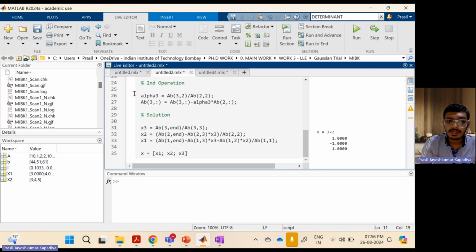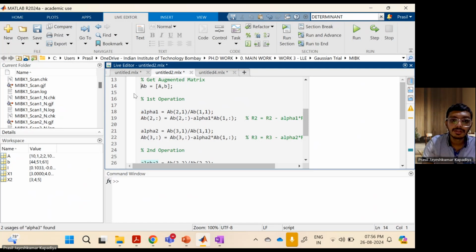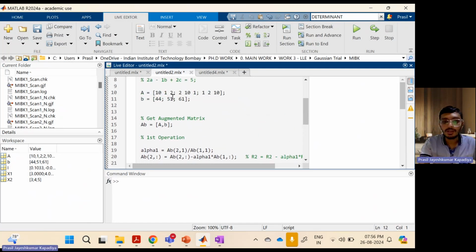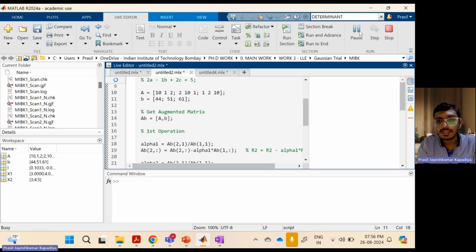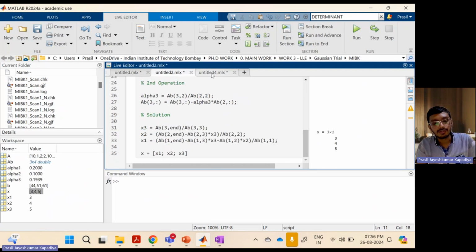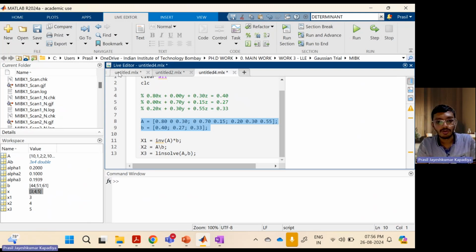Let's do it using Gauss elimination. We will get the same answers. So this is really simple. You can get this kind of question in your final examination. So just practice it. Okay.